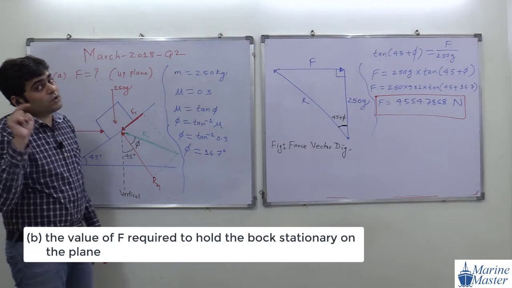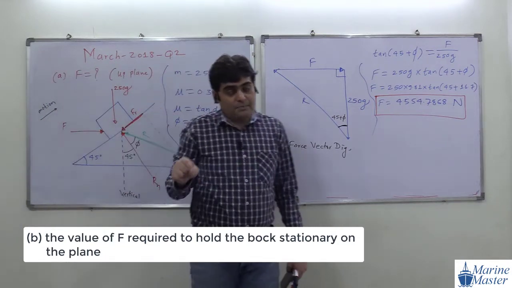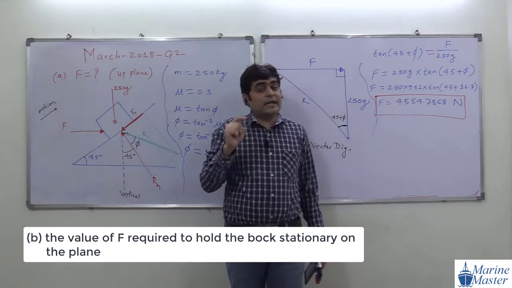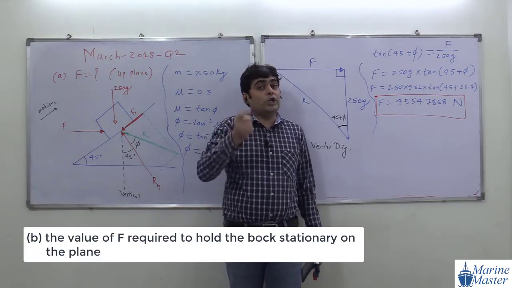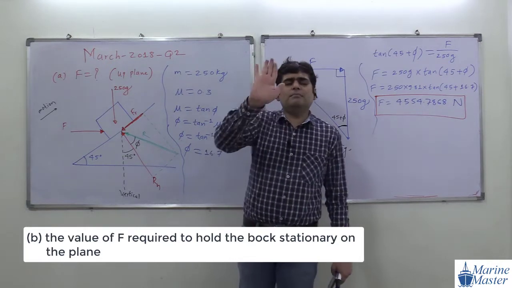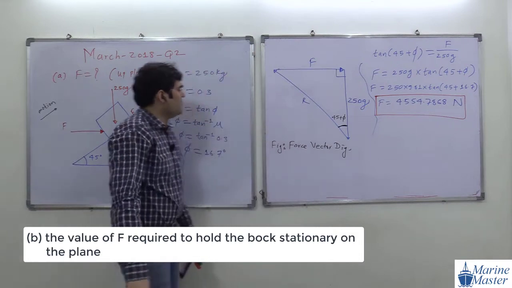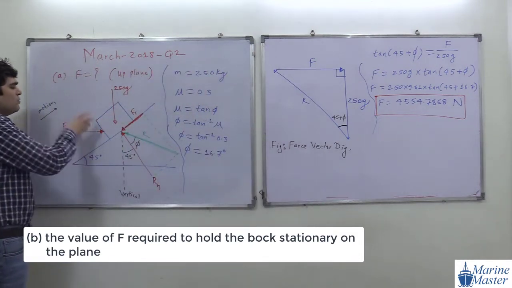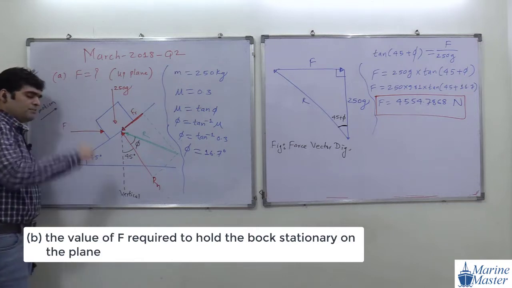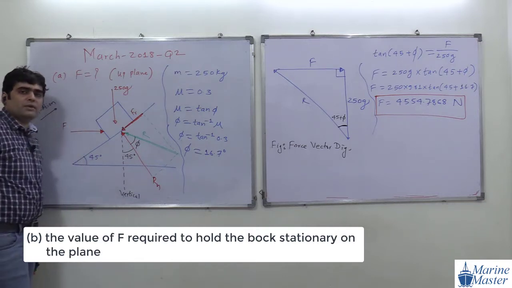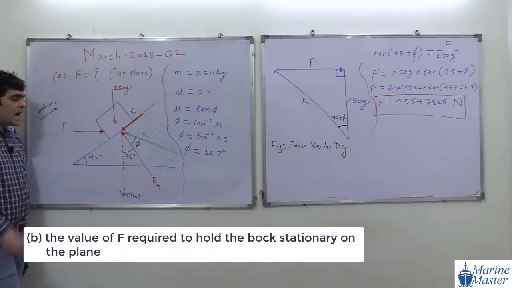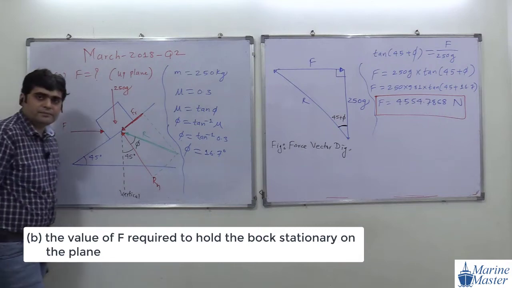But in part B, what is our target? We have to find out the value of F to hold the block stationary. What is the meaning of to hold the block stationary? Suppose, just imagine that we remove this force F. After removal of this force F, what will happen, guys?